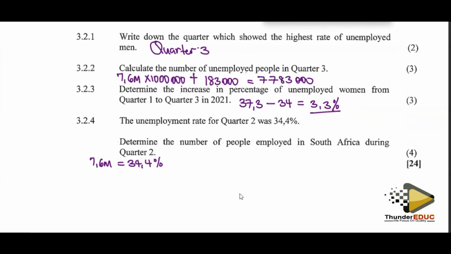Because they said the unemployment rate for quarter 2 was 34.4%, and the number of unemployed people was 7.6 million, they're asking us to determine the number of people employed in South Africa during that period. So now if 34.4% are unemployed, what percentage will be employed?